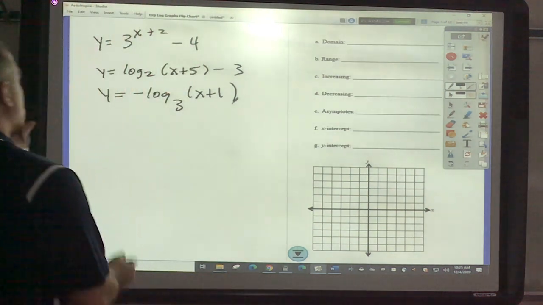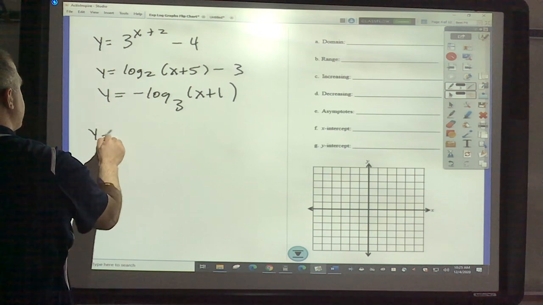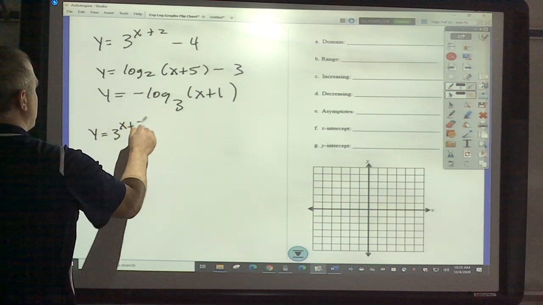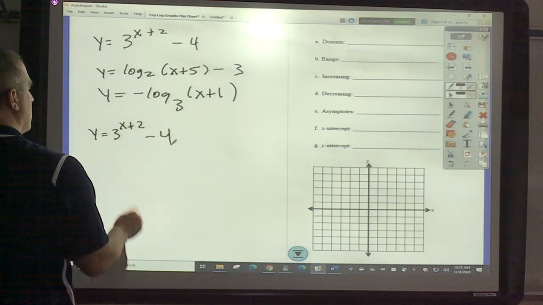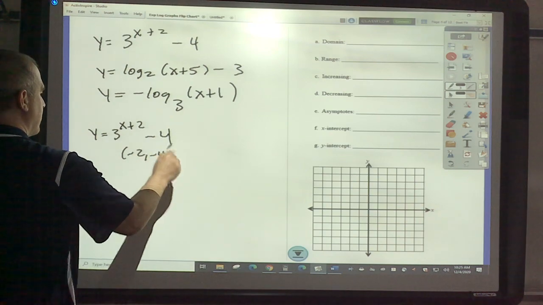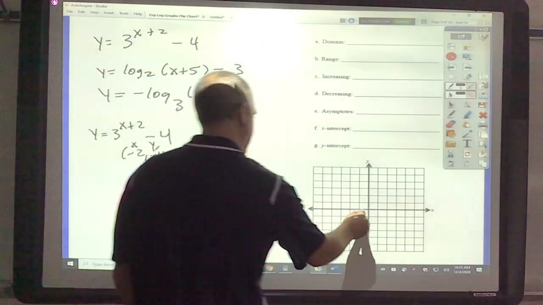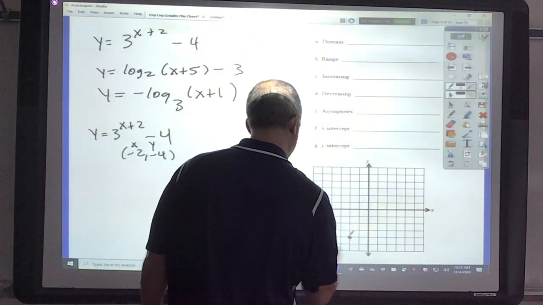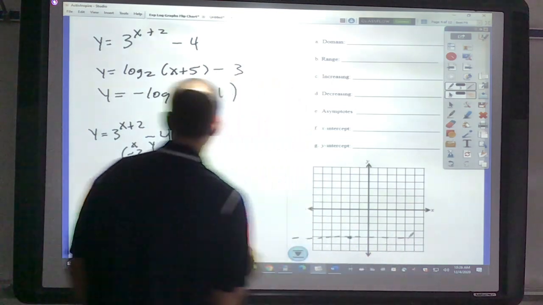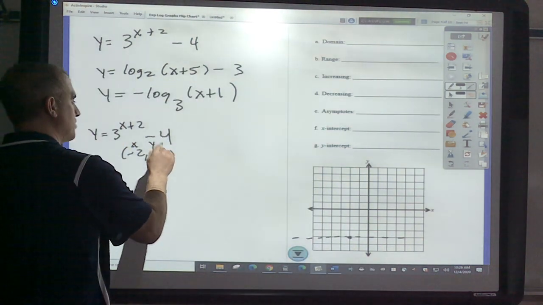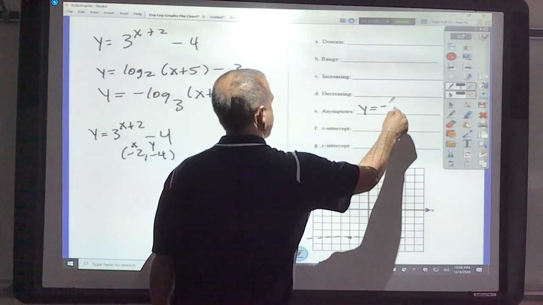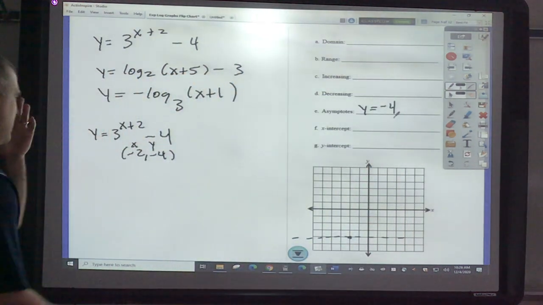I'm going to go through these one at a time. So I got y equals 3 to the x plus 2, minus 4. My anchor point would be negative 2, negative 4. So negative 2, 1, 2, 3, and 4, boom. Since it's a horizontal, it would be a y equals base. So that asymptote is y equals -4. I can do that real easy.